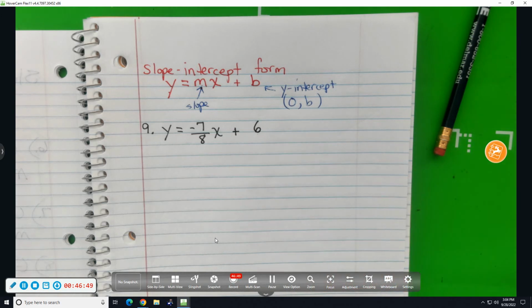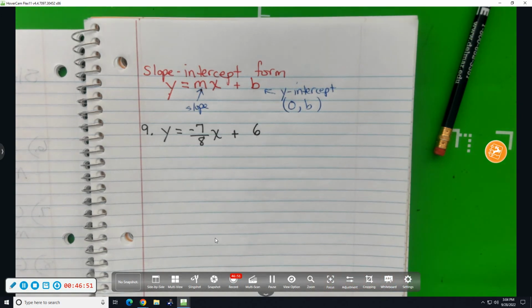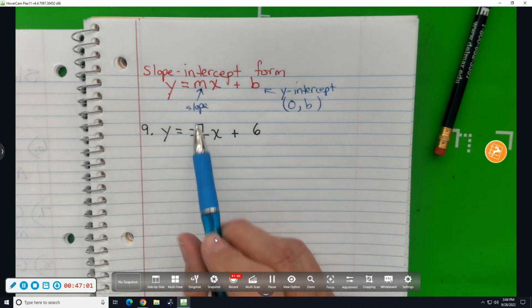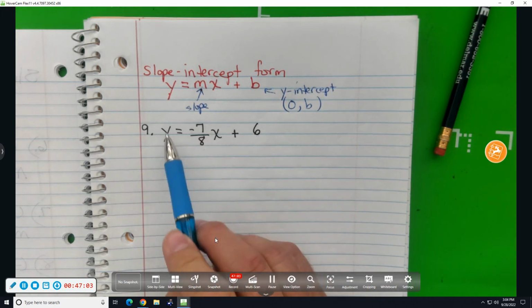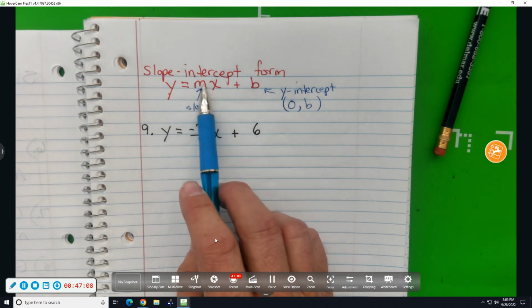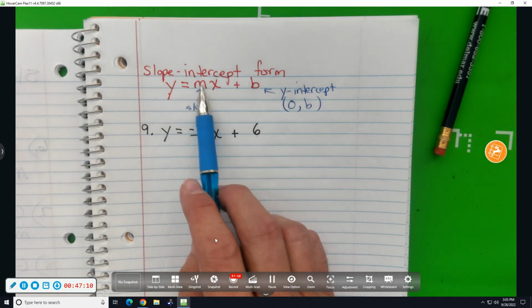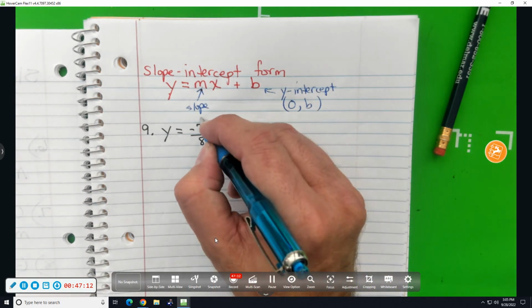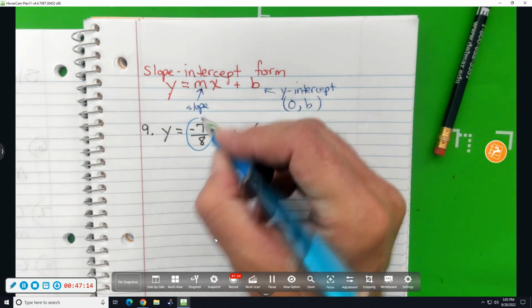The instruction said find the slope and the y-intercept. I was joking when I said this was a hard problem. Does anyone want to guess what the slope is? Negative 7 over 8. If the y is by itself, the slope is the number attached in front of x. So, negative 7 over 8 is the slope.